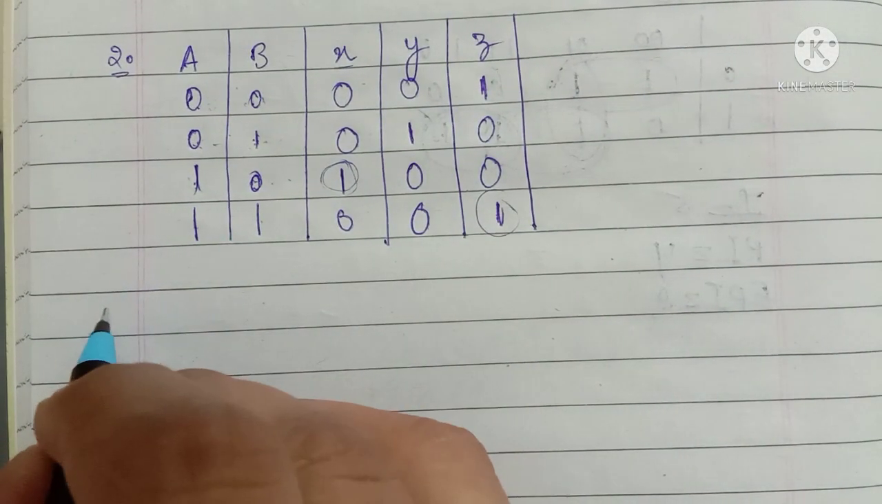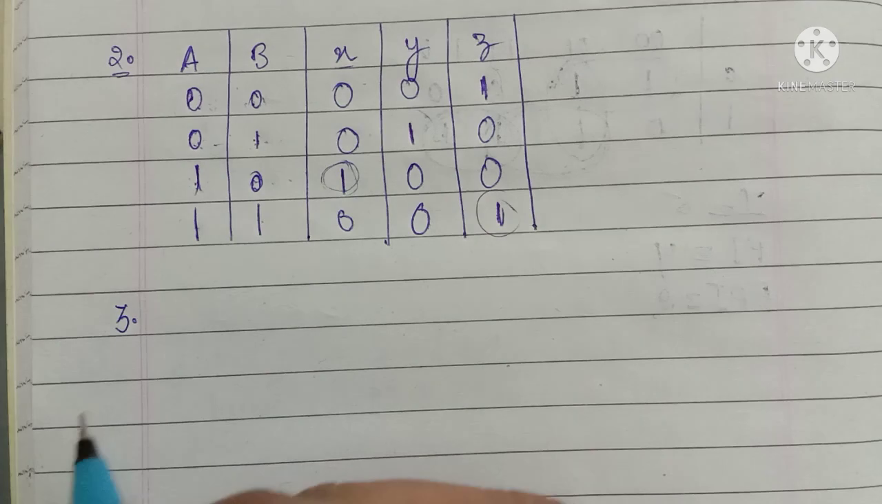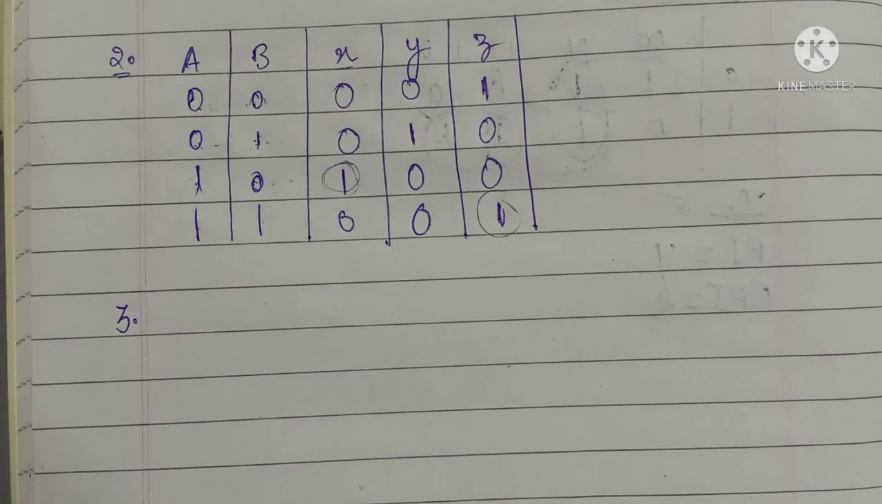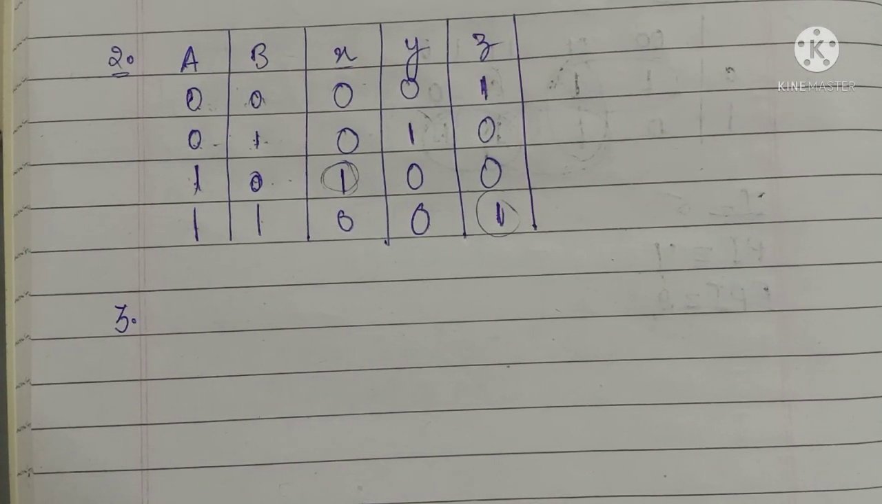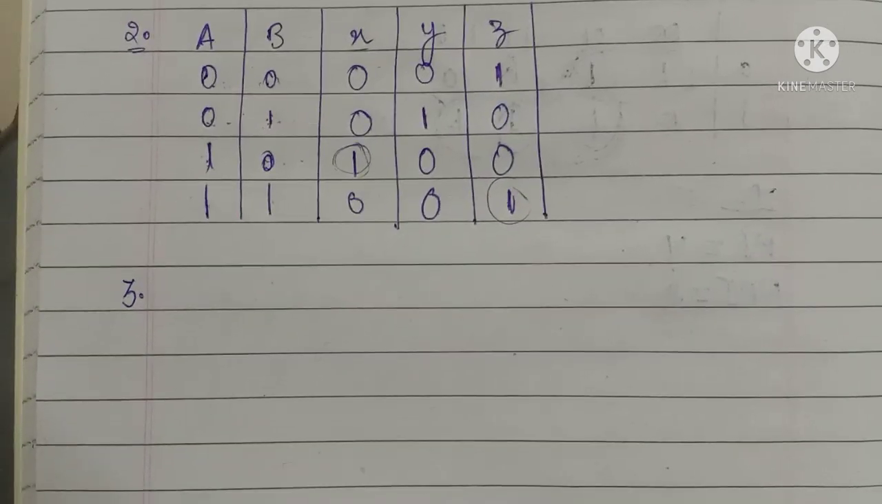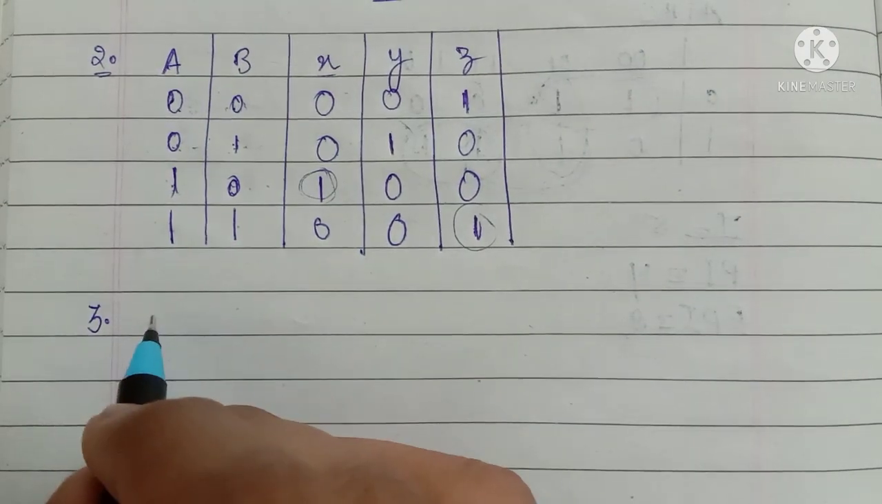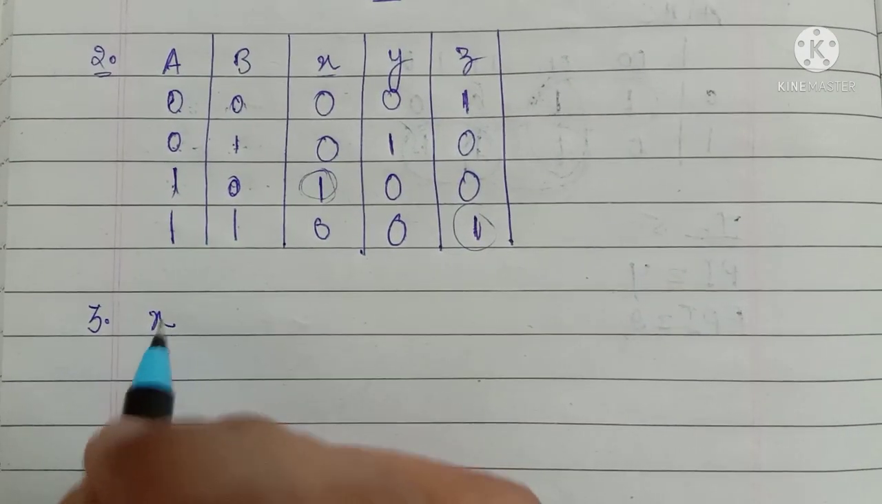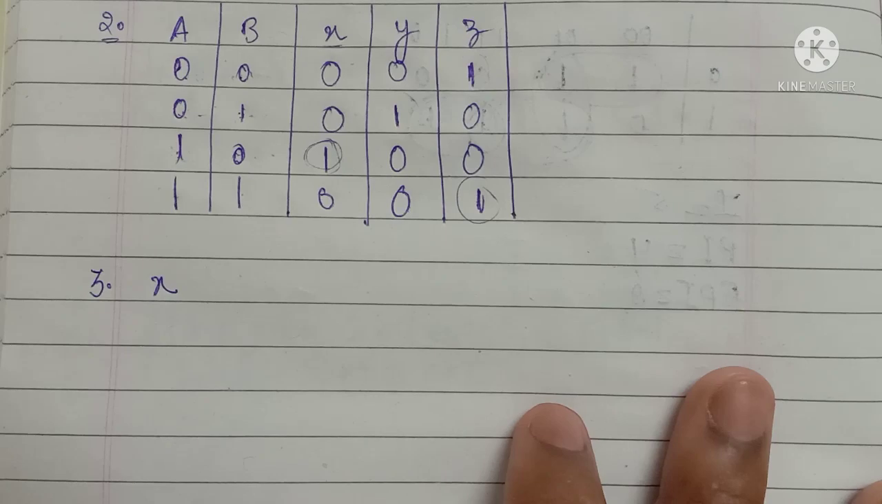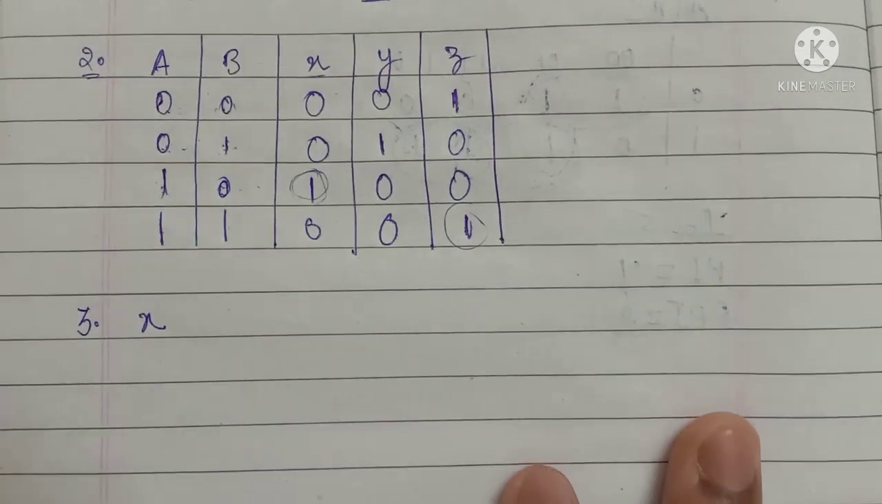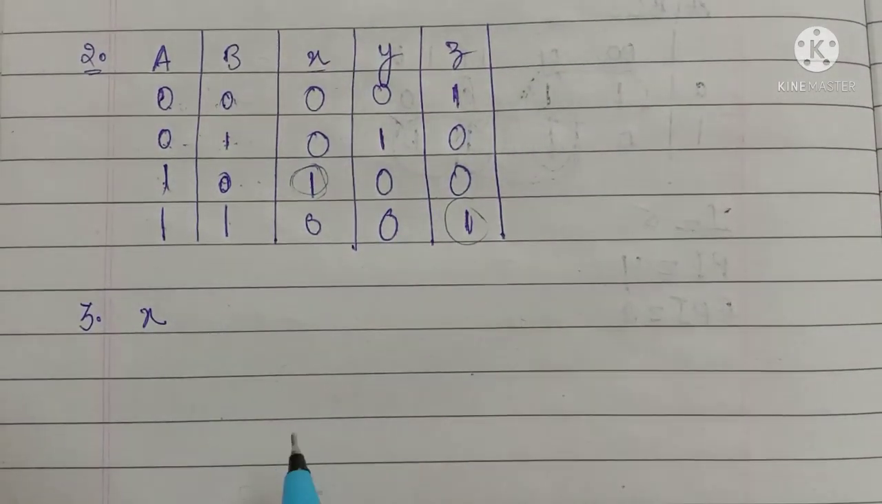Okay, now what we will do is form the equation. To make the equation, we already studied the K-map. Now we require the equation for A. So how will we do it? A will be provided by this.